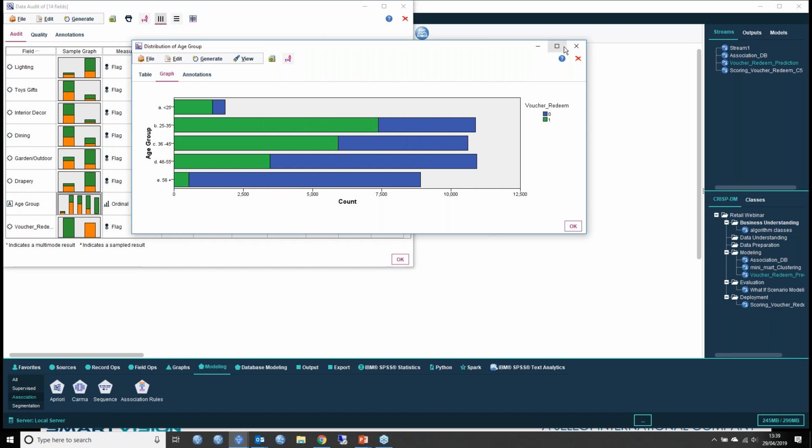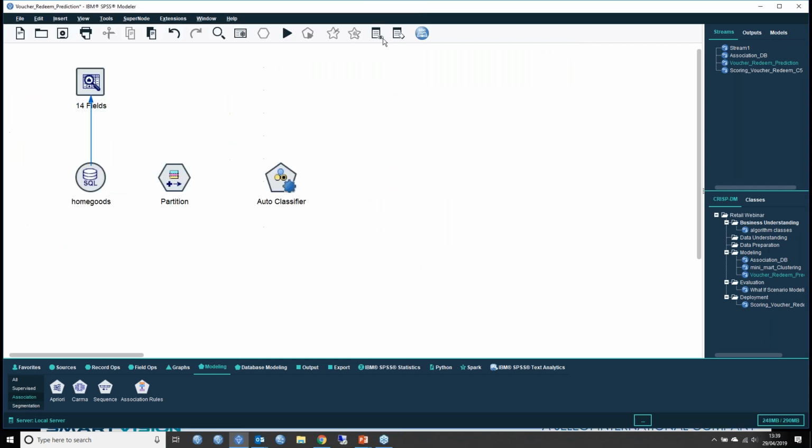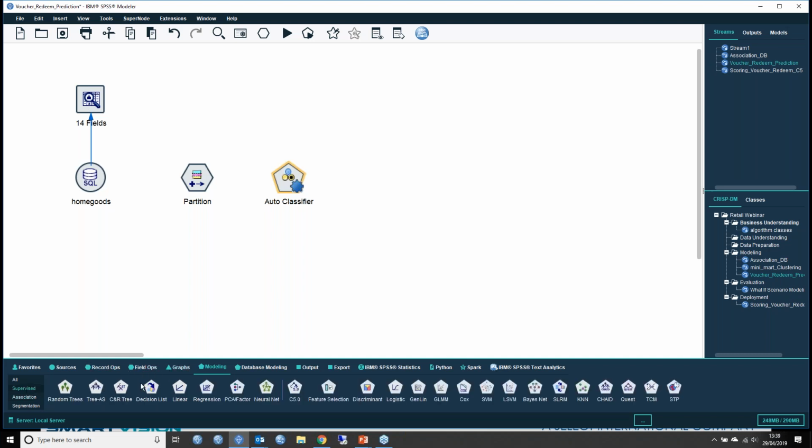So we would expect age group to be an important predictor of that. Now, if we wanted to build a predictive model to predict whether or not people redeem their voucher, we could then use that model to identify which people we should offer the voucher to in the first place, because there might be a cost associated with the offering. And there are lots and lots of different algorithms, as you can see, that we could use to build that.